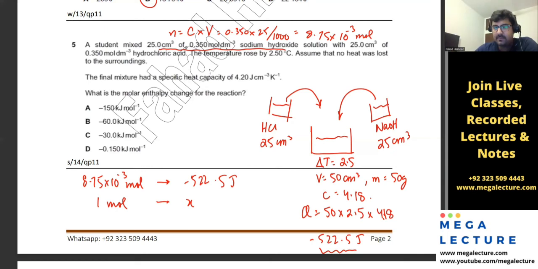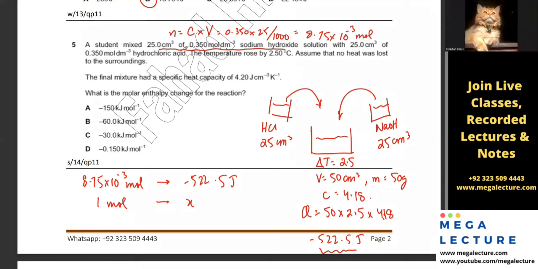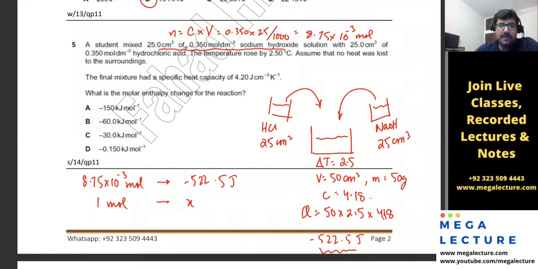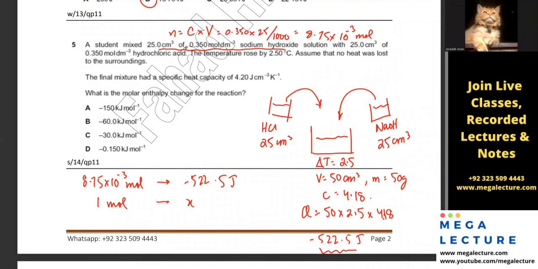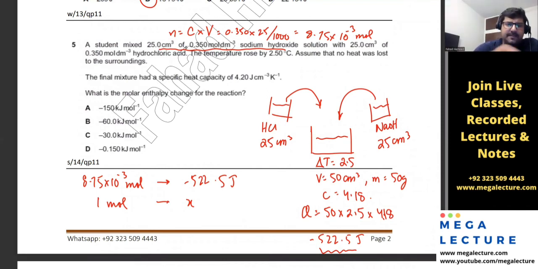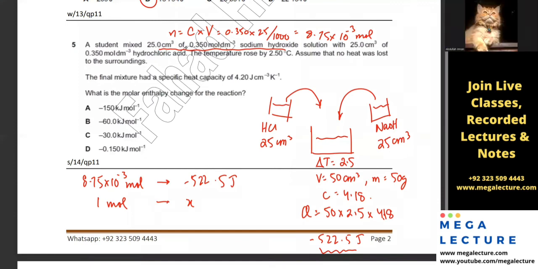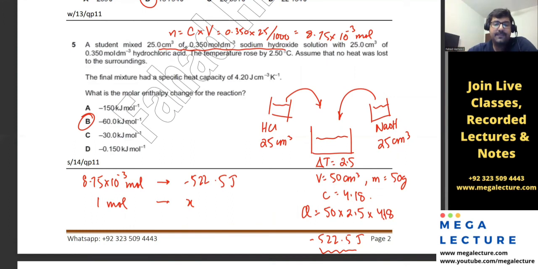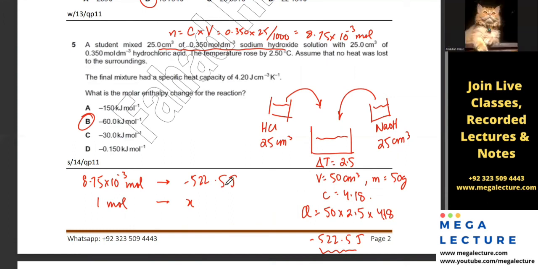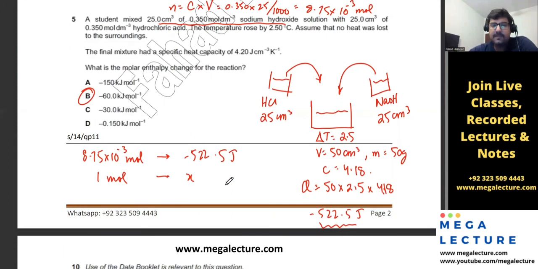What are you getting? Yes, sir. I'm getting minus 9,714 this time. Minus how much? 59,714. So minus 60,000, right? Yeah, I guess. So minus 60 kilojoules is going to be your answer for this one.